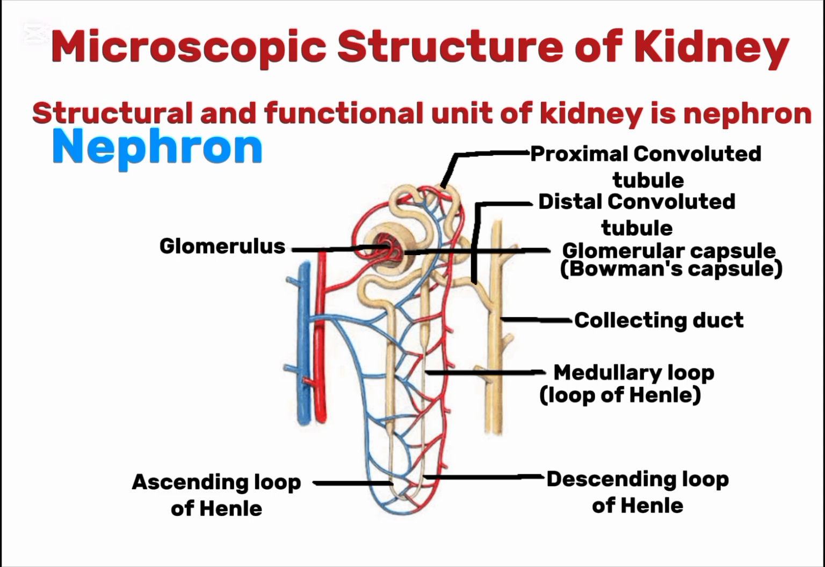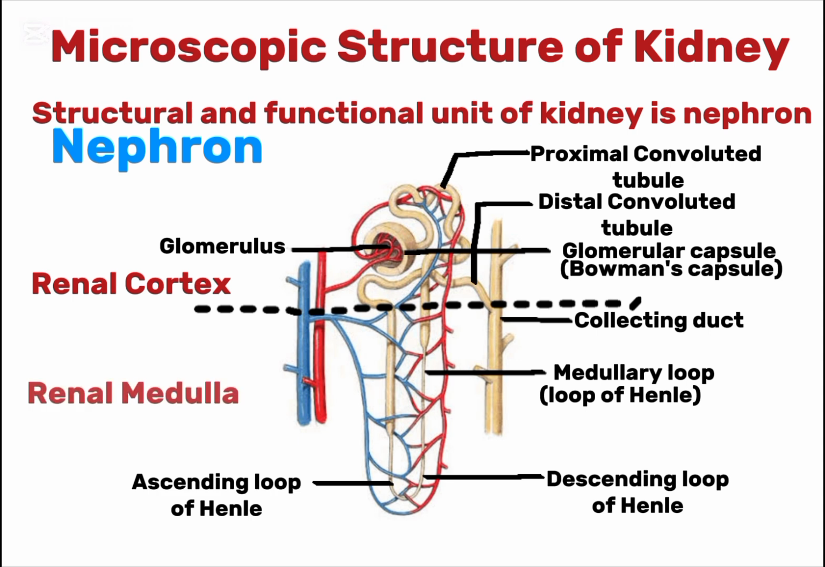Various collecting ducts join to form the larger ducts that empty the urine into the minor calyces. This part of the nephron forms the renal cortex and remaining part forms the renal medulla. Kidneys receive about 20% of the cardiac output and are supplied by renal artery.